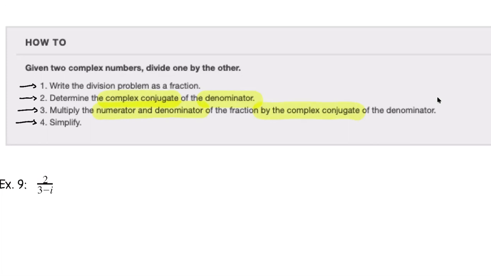So we really need to focus on steps 2, 3, and 4. We need to find a complex conjugate. We need to multiply top and bottom by this complex conjugate. And then we need to simplify, okay?